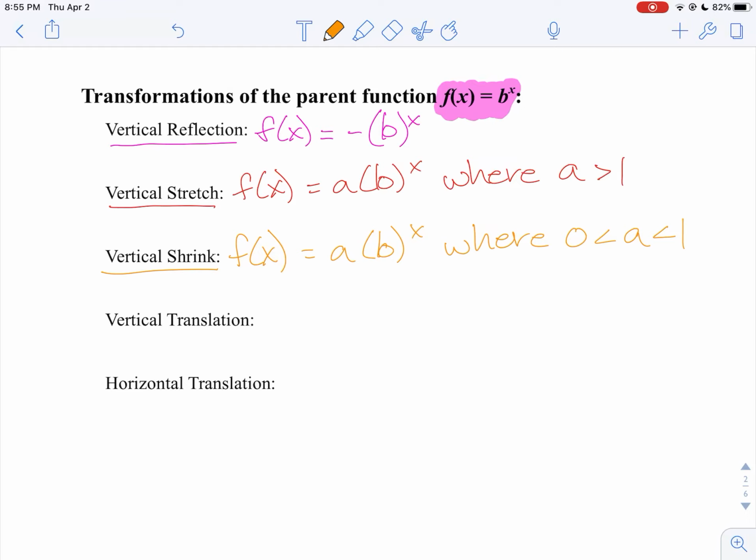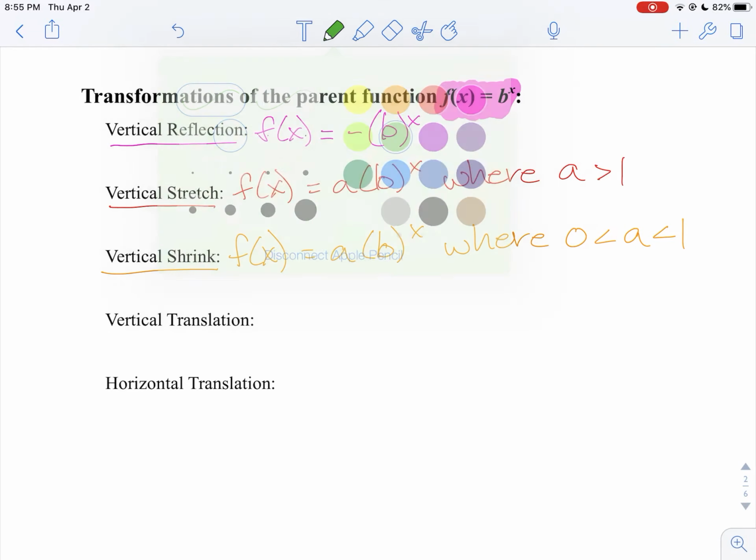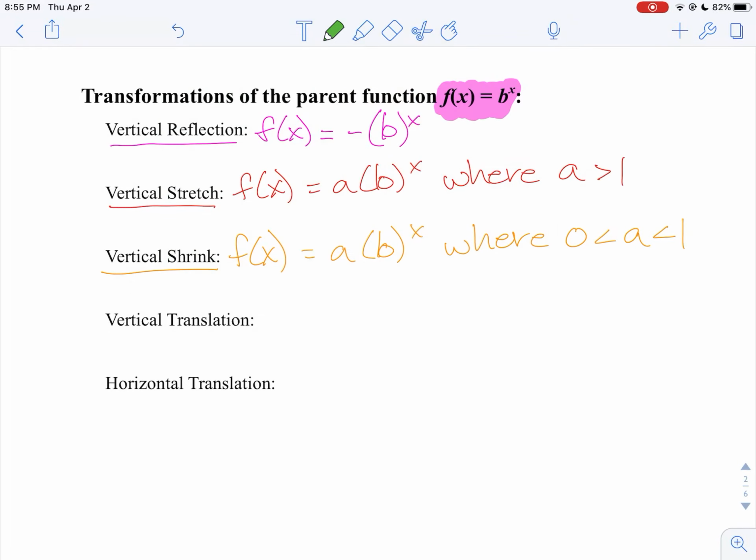And for these exponentials and logarithms, we are not going to worry about horizontal reflections or horizontal stretches and shrinks, because those are a little difficult, and we really needed to narrow our focus down with this continuous learning. So we're just going to leave those out right now. We are going to talk about horizontal and vertical translations, though.